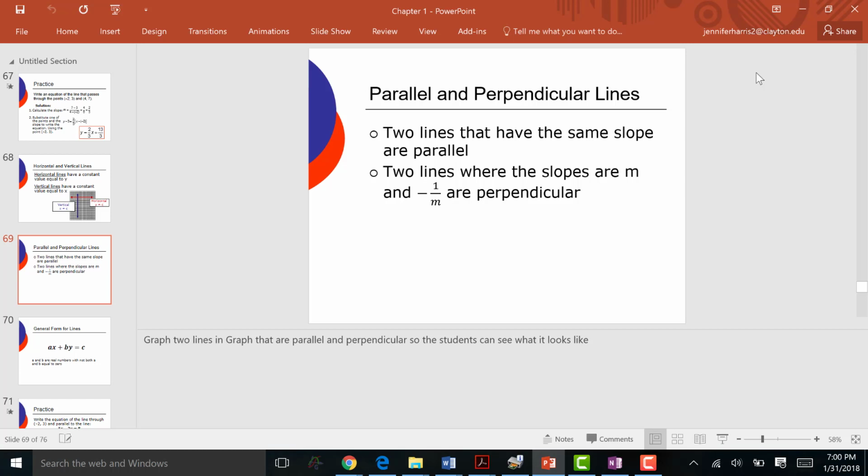-3/2. So did I change the sign? This one's positive, so this one's got to be negative. And you take the original fraction and flip it upside down. It's called the inverse reciprocal. Reciprocal means flip upside down. Inverse means it's the opposite sign. So if you've got uphill, it's going to be positive. If down, it's going to be negative. Take the fraction and flip it upside down if they ask you for a perpendicular line.